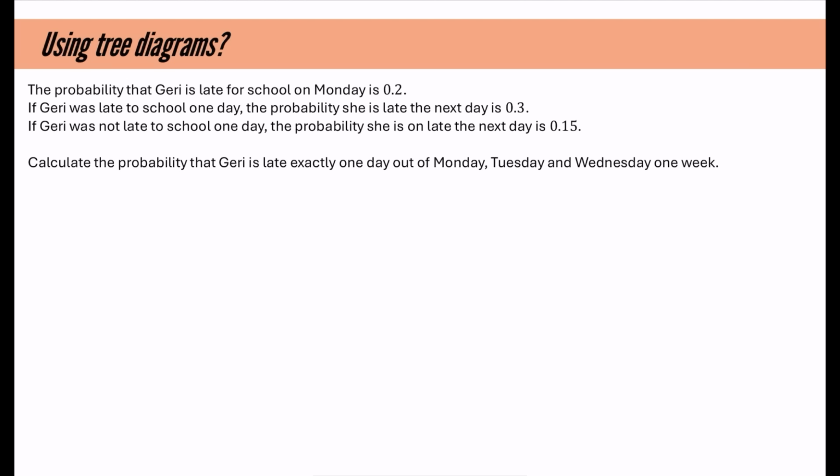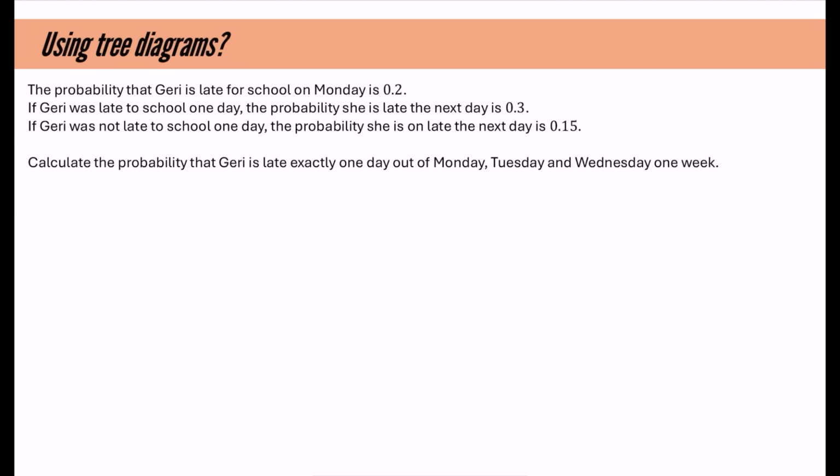So the probability that Jerry is late for school on Monday is 0.2. If Jerry was late to school one day, the probability she is late the next day is 0.3. So it's like if she was late one day, she's even more likely to be late the next day. If Jerry was not late to school one day, the probability she is late the next day is 0.15. So if she was on time one day, she's even more likely to be on time the next day because her probability of being late has decreased.